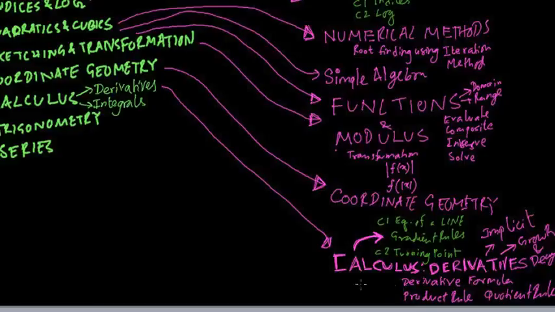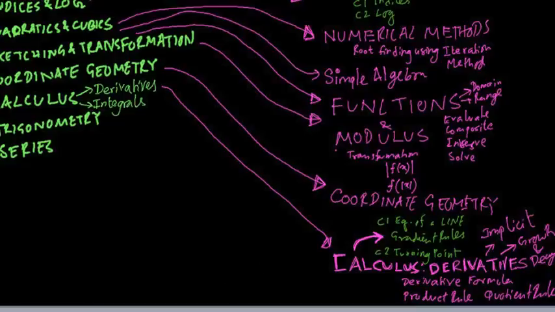C3 does not have any special concept. It has some formulas, and all you have to do is use those formulas to find the derivative. So it is extremely important to understand that the concepts are coming from C1 and C2, and the formulas are coming from C3. So in that respect C3 is a pretty small syllabus.